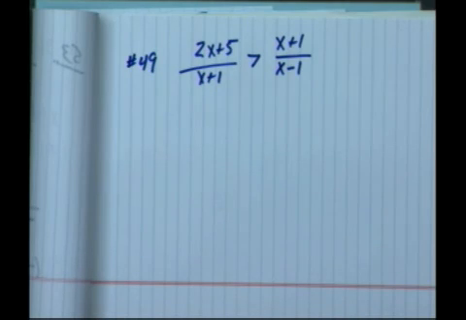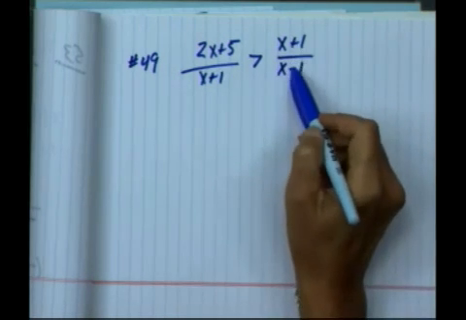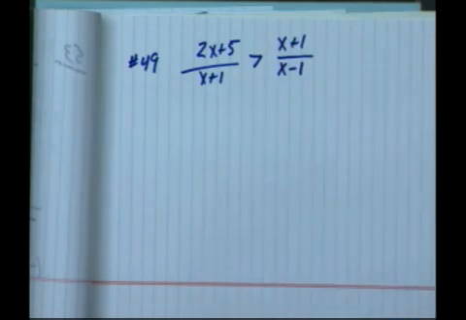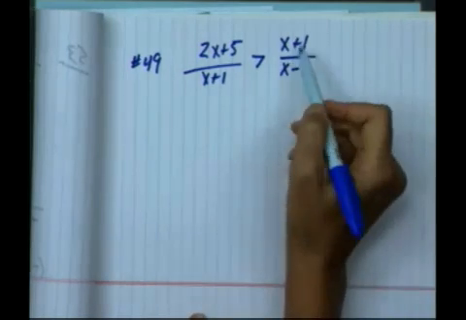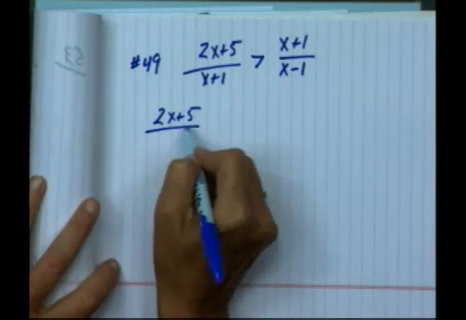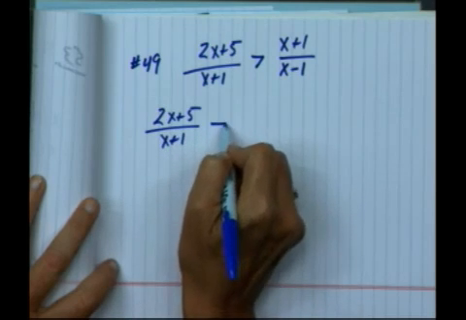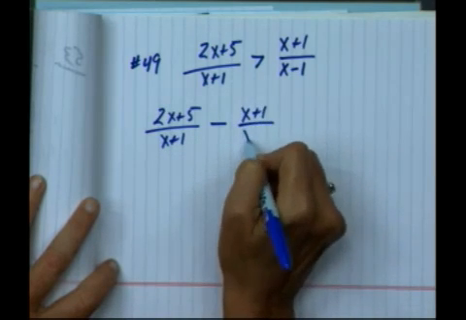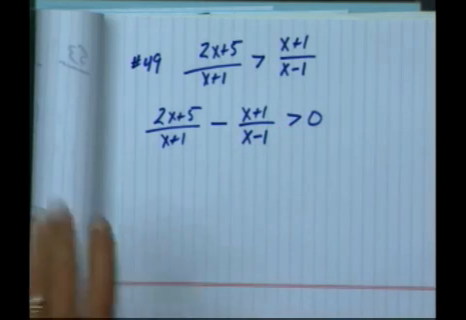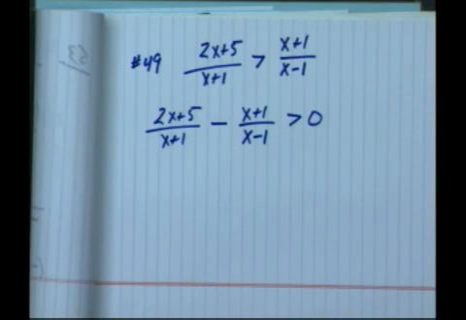Following my little cookbook, what's the first step? You got to get one side of this a 0. So let's just subtract this rational term, x plus 1 over x minus 1, from both sides. So we have 2x plus 5 over x plus 1 minus x plus 1 over x minus 1. Okay, remember when you're working with an inequality, you can add or subtract to both sides without changing the inequality sign. Okay, what's my next step, everybody?